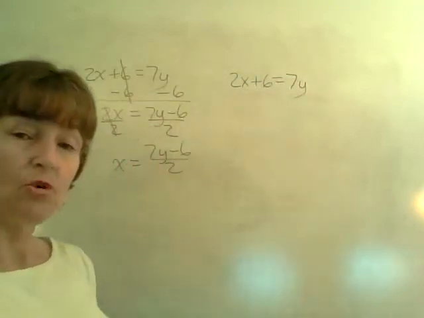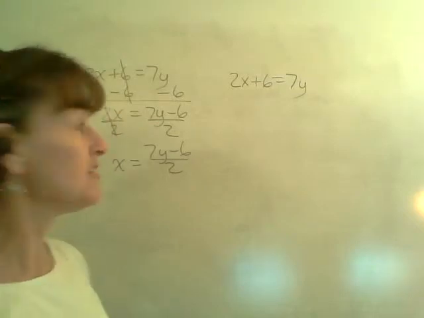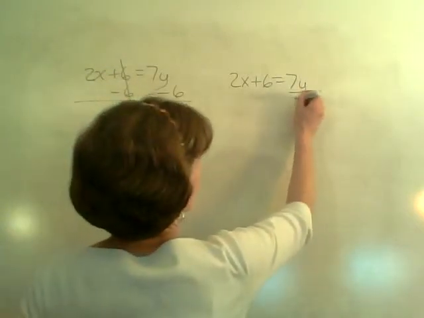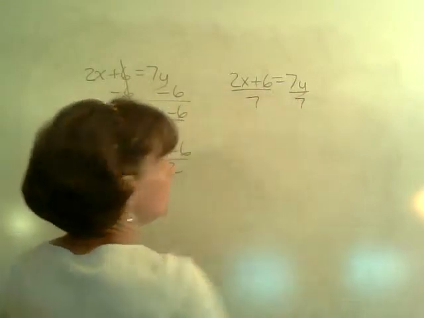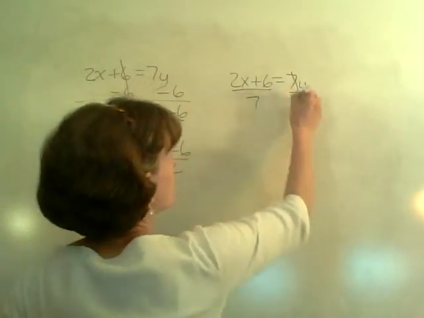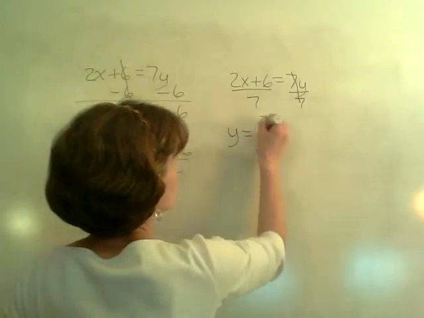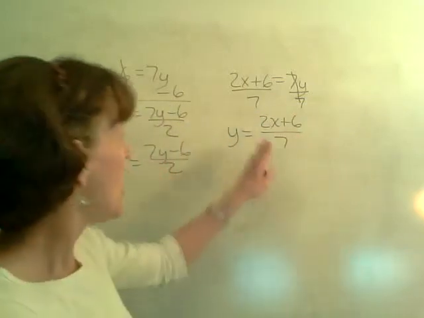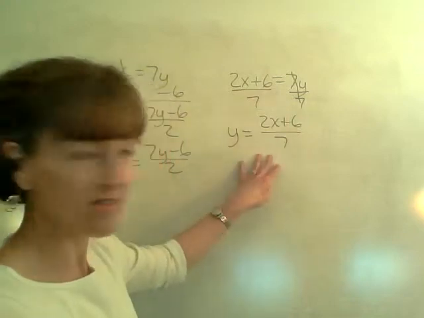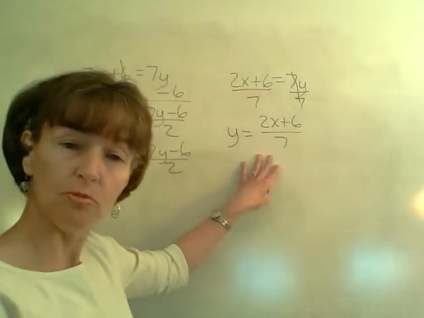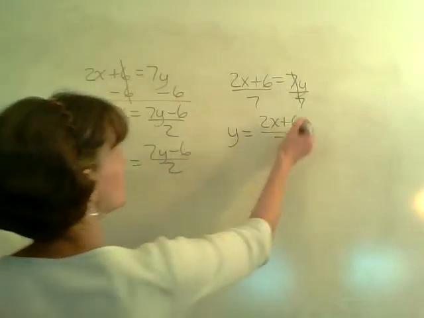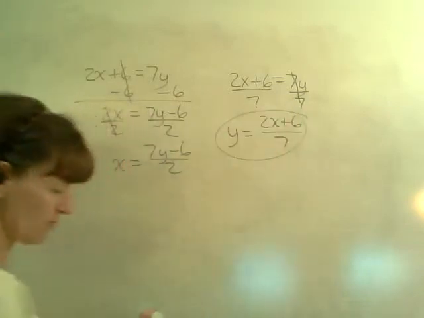Now, solving this equation for y is not really very difficult because the only thing I have to move is the 7. And I can divide both sides by 7 and get that job done. So, y equals 2x plus 6 over 7. Remember that I can switch these two sides because the symmetric property of equality says that's okay, and I still have the same thing. So now the equation is solved for y.